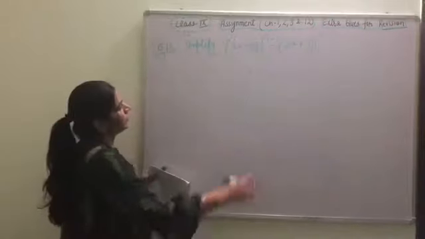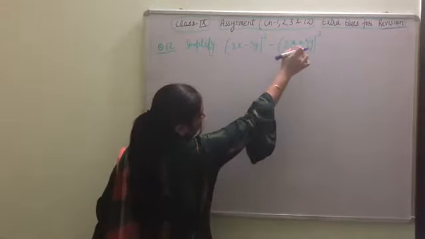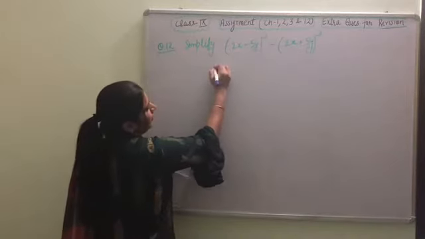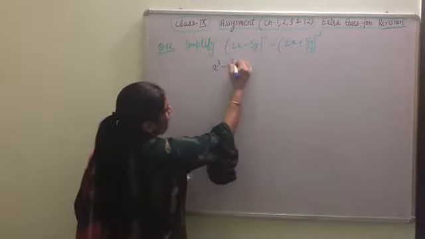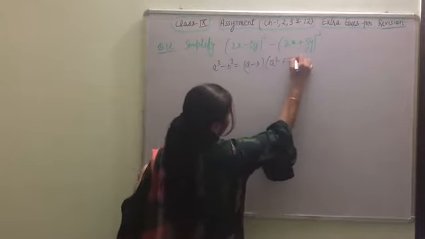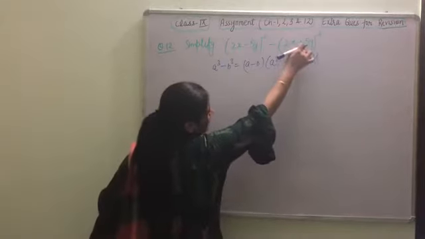Okay, 12th question, simplification. Here we have to simplify a cube minus b cube. Here we are going to apply the identity. I am writing the identity first. A cube minus b cube is equal to a minus b into a square plus ab plus b square. Let the first term be a, let the second term be b.